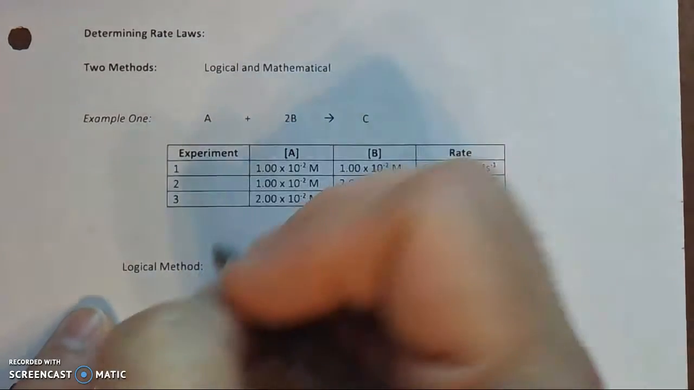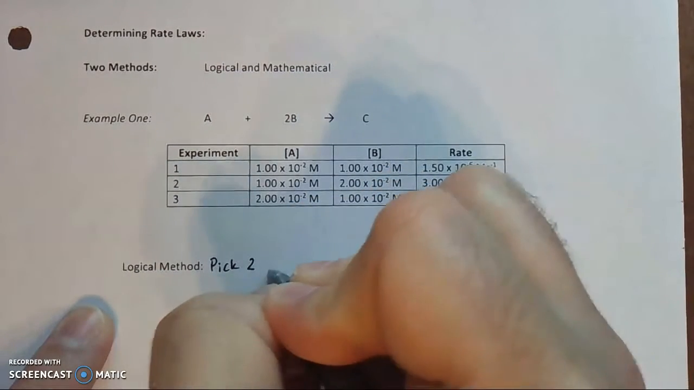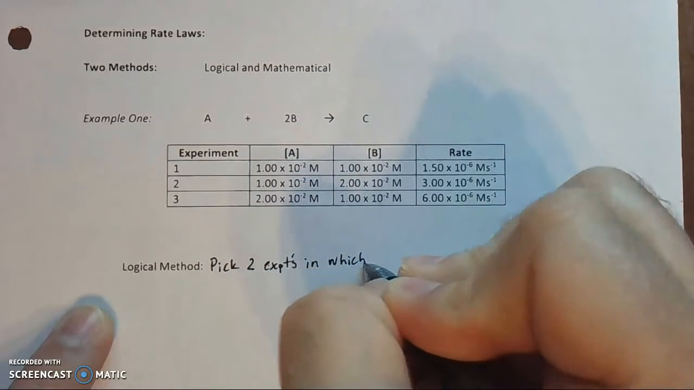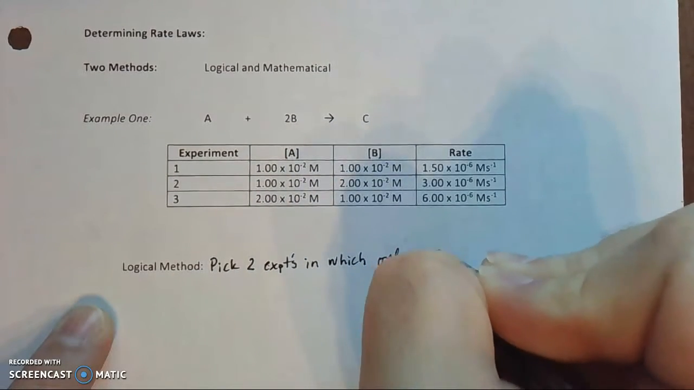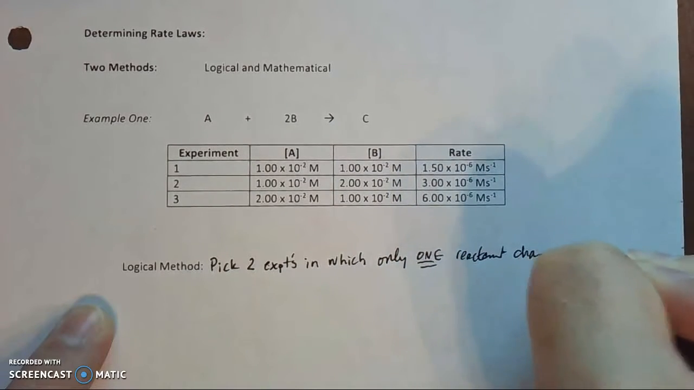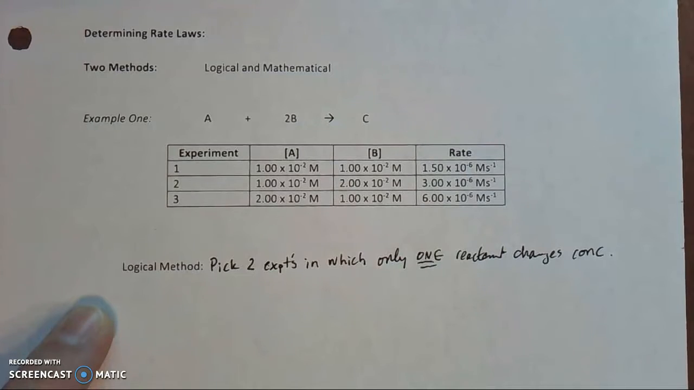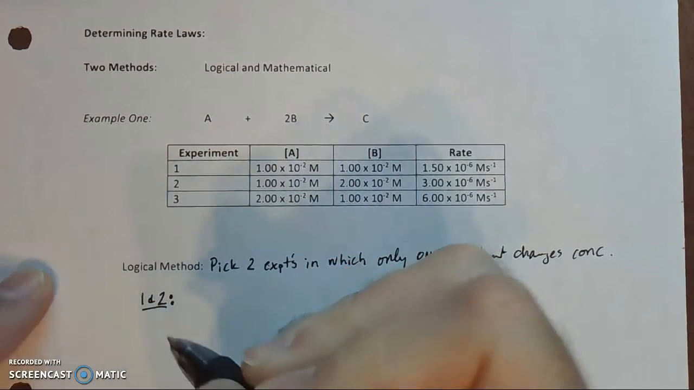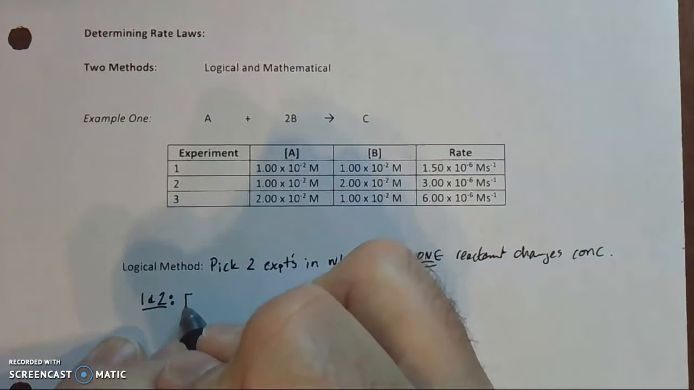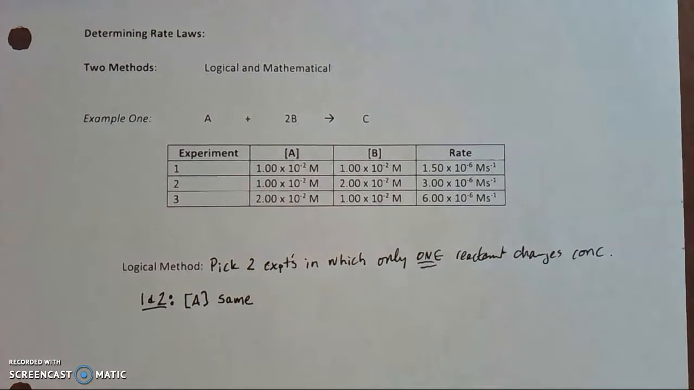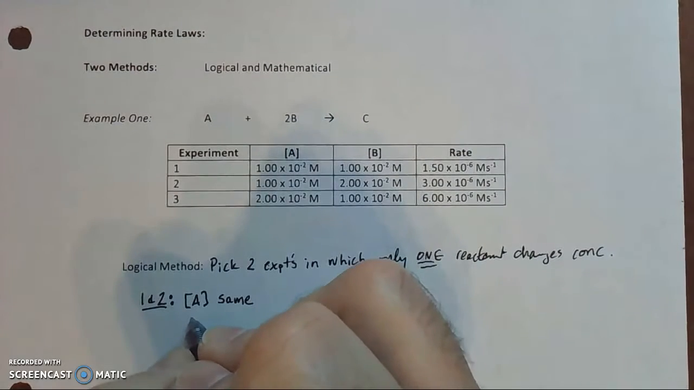So with the logical method, we're going to pick two experiments in which only one reactant changes concentration. And I am going to first pick experiment number 1 and 2. So in this one, I'm going to write that the concentration of A stays the same. So it doesn't change, so we're not looking at the influence of A on the rate. We're going to look at B.